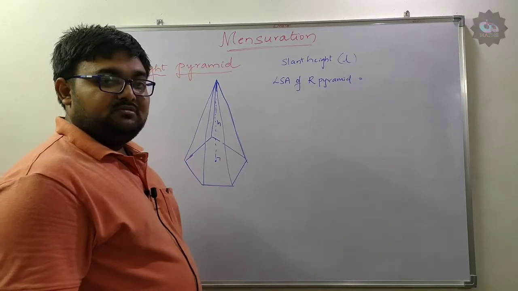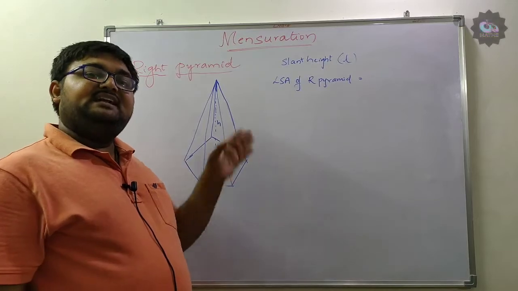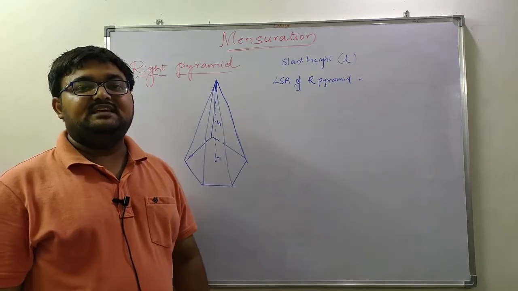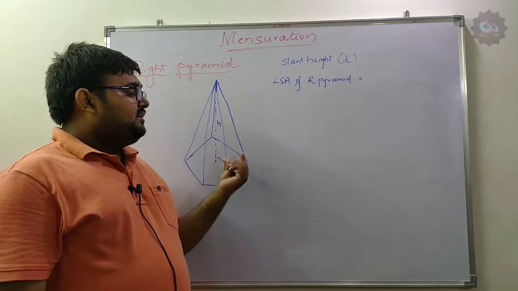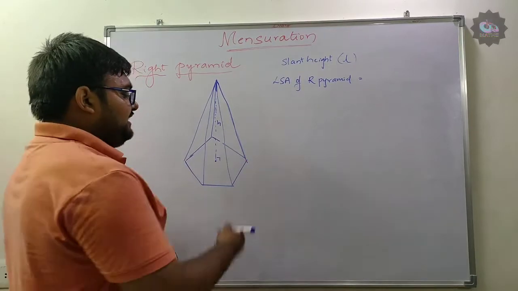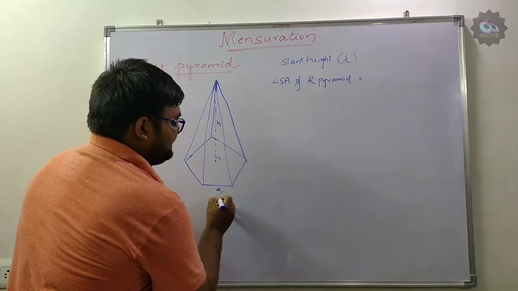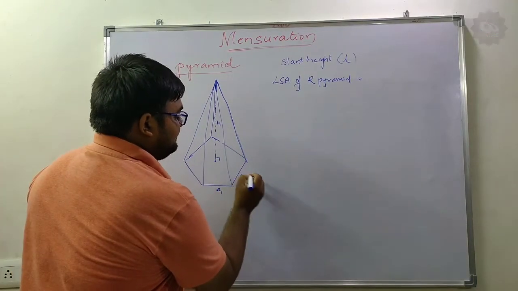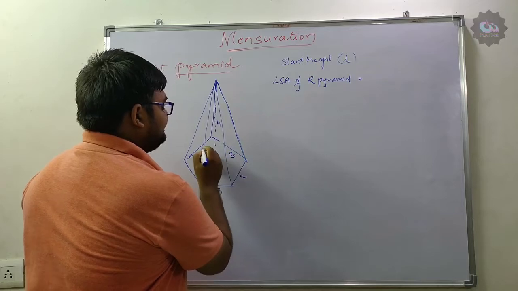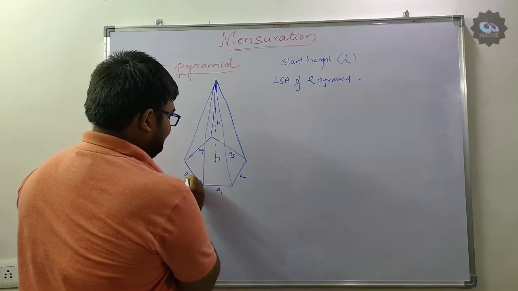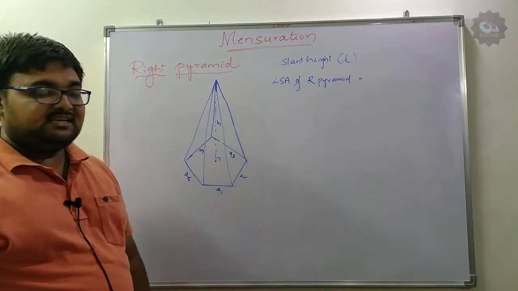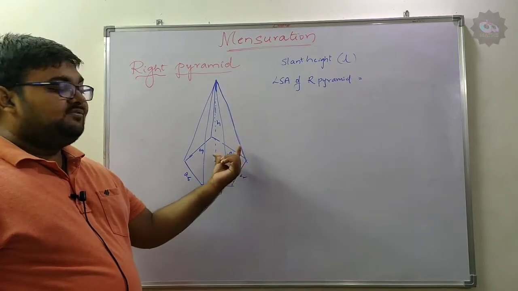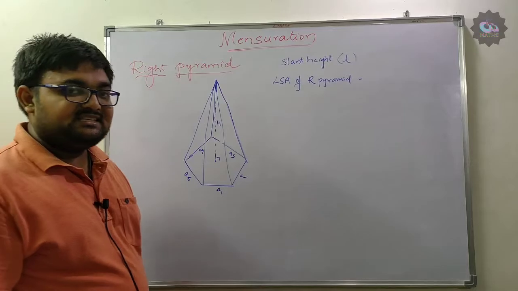So if you know the base and height of those particular triangles, then we can simply find the area of those triangles. Now let us consider the side length of this particular side as A1, this as A2, this as A3, this as A4 and this fifth side as A5, and let us consider the slant height of this particular pyramid as some L.